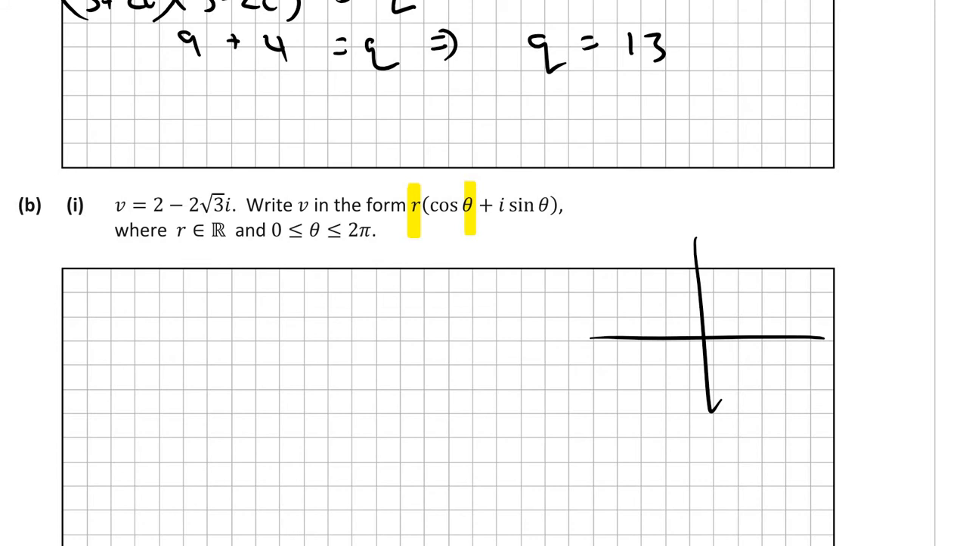So the real part is 2, so that means it goes across 2 on the x-axis, and the imaginary part is minus 2 root 3, which is around here. Let's just say that this is v. Okay, so that's my complex number v. Now the argument is the angle that it makes with the positive sense of the x-axis, and the modulus is the distance between it and the origin.